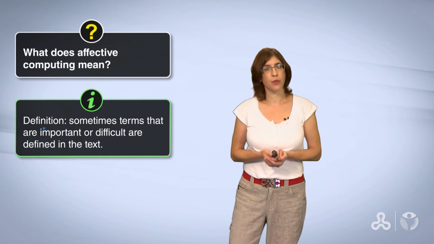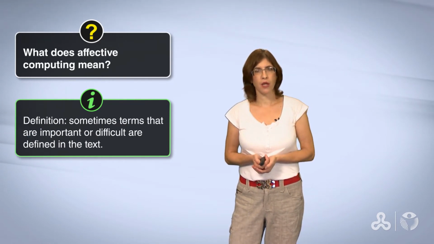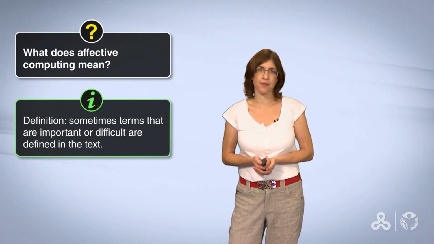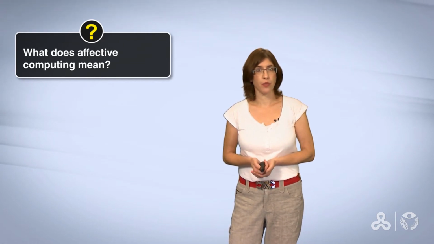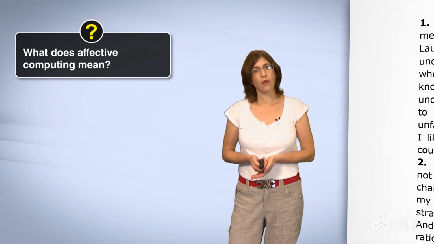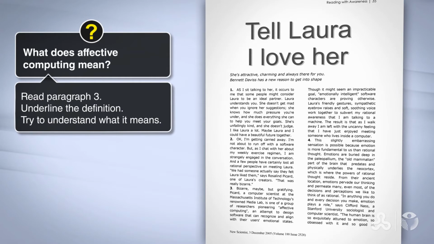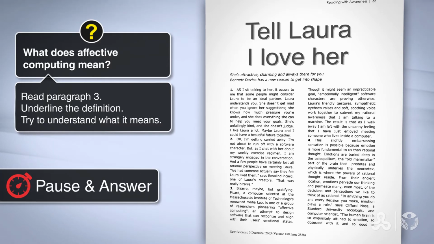For this, we need to find what the definition of effective computing is in the text. Sometimes terms, munachim, that are important or difficult are defined in the text. So let's see. What is the definition of effective computing? We know that we first see the term in paragraph 3. Read paragraph 3, underline the definition, and try to understand what it means. Press pause and come back when you are ready.